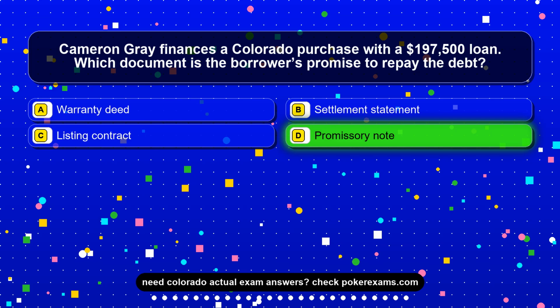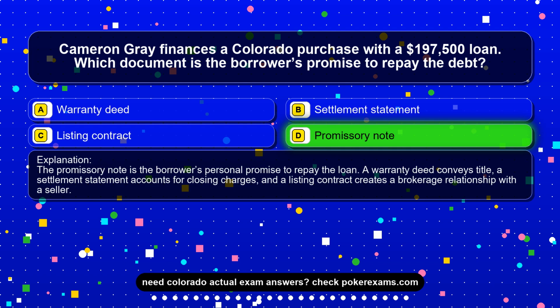The correct answer is option D. Promissory note. The promissory note is the borrower's personal promise to repay the loan. A warranty deed conveys title, a settlement statement accounts for closing charges, and a listing contract creates a brokerage relationship with a seller.